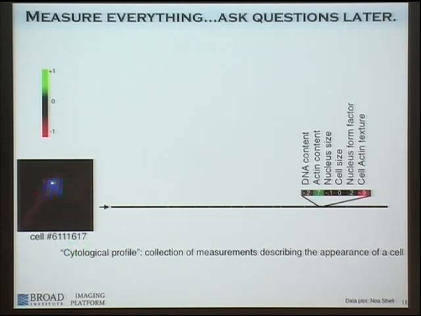You know, how big is this blue compartment? How big is the red compartment? How is the distribution of the red relative to the blue, and so on. It turns out you can measure hundreds of features, and I kind of zoom in to show you some examples of those features here. And we call this strip of data here a cytological profile. It's a collection of measurements that describes the appearance of the cell numerically. And so we have that vector for each cell in the entire experiment.